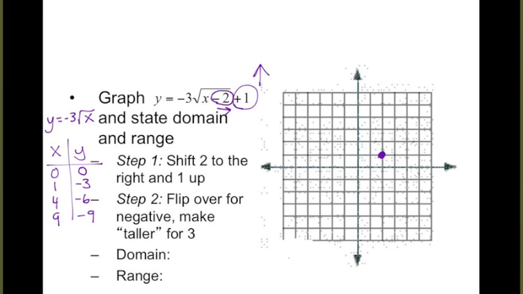Can you go to the chart again? Yep. So you will always choose 0, 1, 4, and 9 because those have nice square roots. And then to find the y value, you're going to plug those into our abbreviated equation. Not the original one, but we don't need the 2 and the 1 because we already took care of those. So like for a 4, I plug in a 4 for x, square root of 4 is 2, times the -3 gives -6.